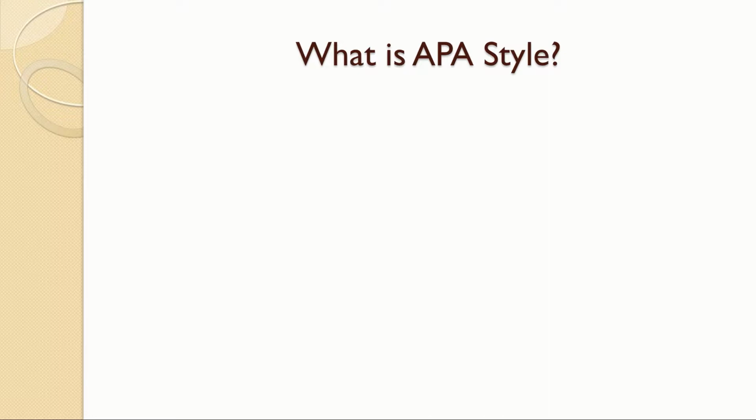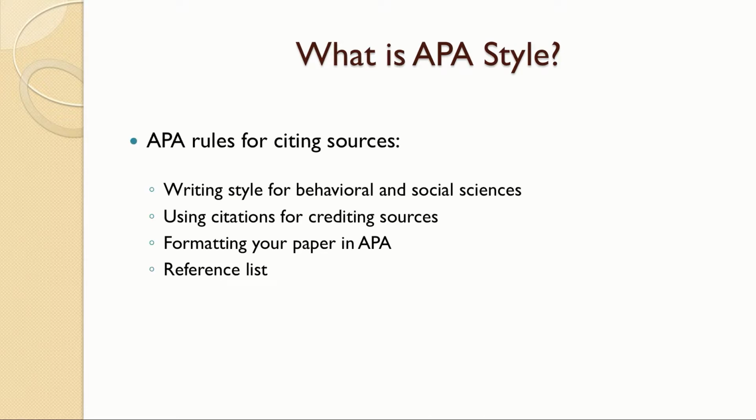So for formatting your paper in general, don't forget to create a title page with a running head. And here are some of the rules. So, writing style for behavior and social sciences, as I said, using citations, crediting sources, formatting your paper in APA, and what we call a reference list at the back.